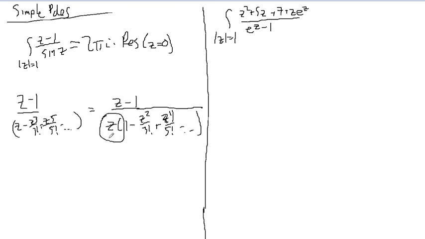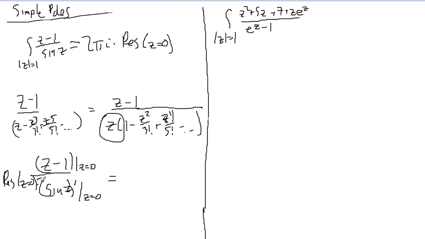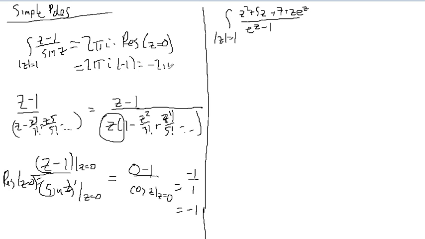When you have this situation, you can take the top and evaluate it at your singularity, take the bottom, take the derivative and evaluate it at the singularity, and you're going to get your residue. This is beautiful. The residue at z equals 0 equals this thing. The top evaluated at z equals 0, just plug in 0. The bottom, you have to take the derivative first, which is cosine evaluated at z equals 0, and you get negative 1 over 1 equals negative 1. So this integral is equal to 2 pi i times negative 1, equals negative 2 pi i.